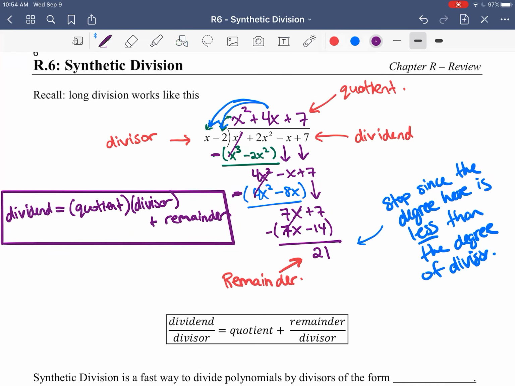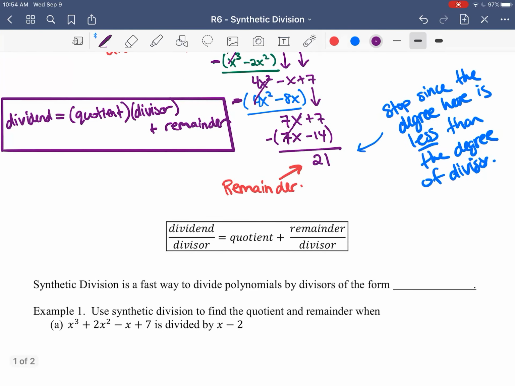Now synthetic division is a faster way to do the same process. But you want to be careful because you can only do synthetic division where your divisor is a polynomial of the form x minus some constant. So that means no coefficient here. You can only have coefficient 1, and it has to be only power 1.